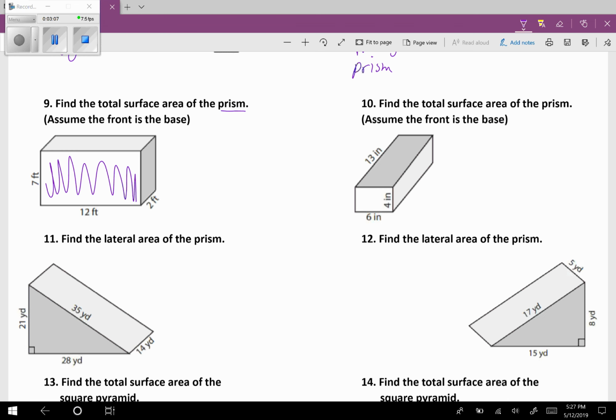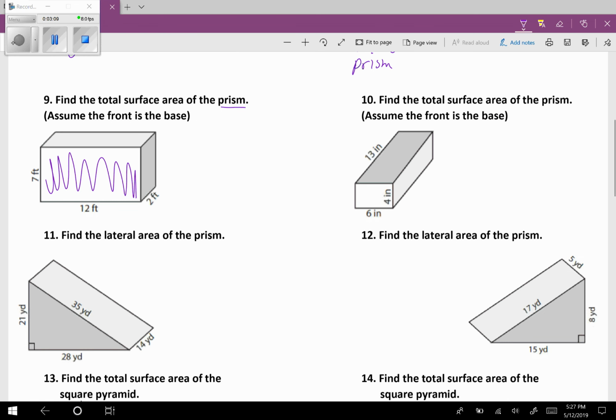So to find the total surface area, well, it's a rectangular prism, so we would look up that formula, and the formula is the perimeter times the height plus 2 times the area of the base. So we have to first calculate the perimeter of the base, the height of the prism, and the area of the base.